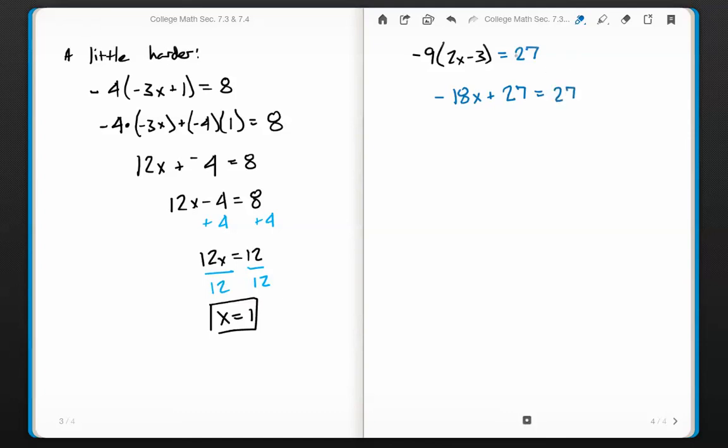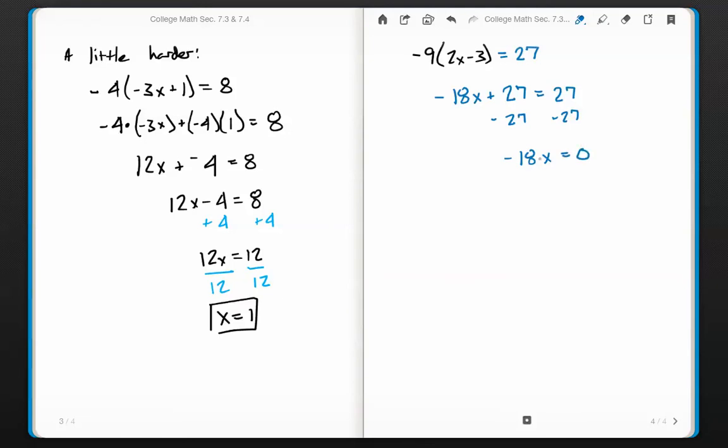So now what I'll do is I'll subtract 27. Sometimes I feel like I wrote down half of one problem, half of the other, but this one is working out okay. So what is this? 27 minus 27 is 0. 27 minus 27 is 0. Interesting. Negative 18 times x, my unknown number, has to equal 0.